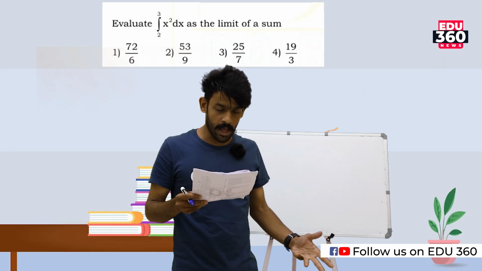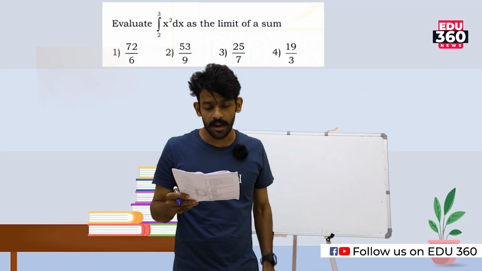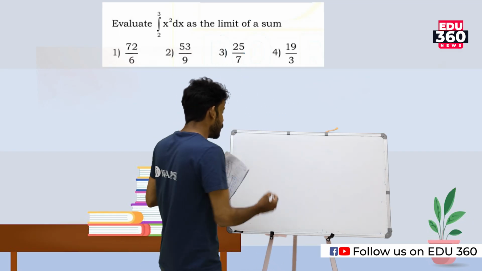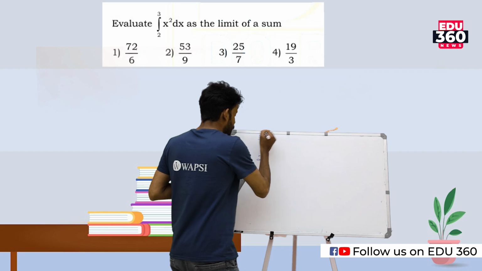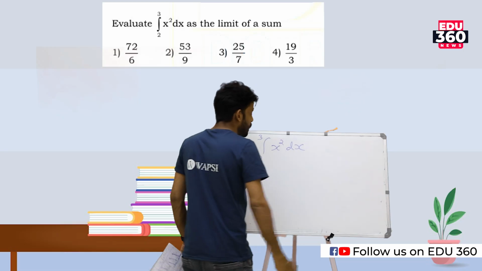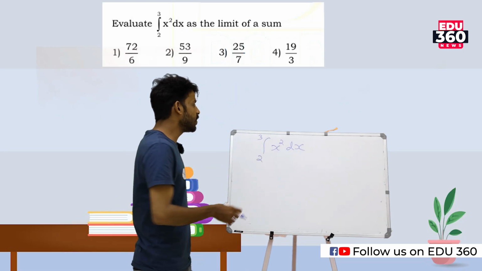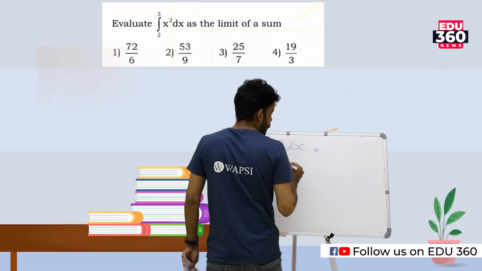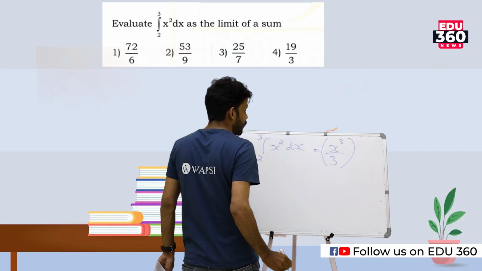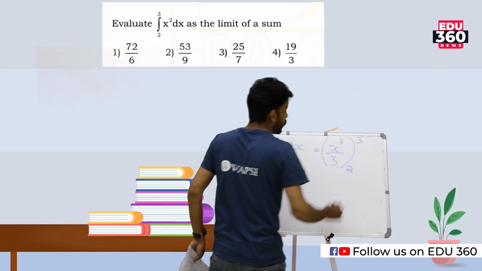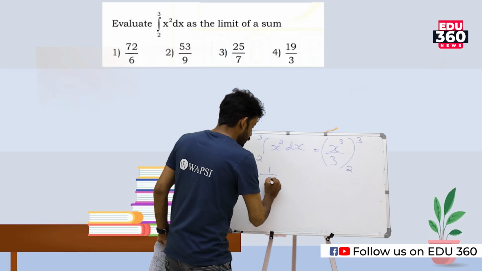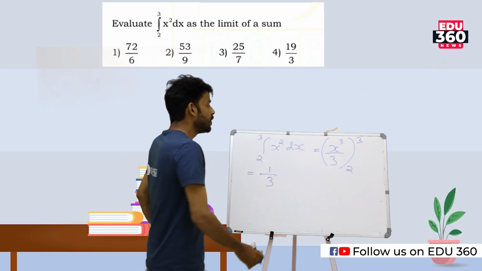So the question is: evaluate the integral from 2 to 3 of x square dx as the limit of a sum. So how can we evaluate this? What is the integral of x square dx? It is x cube divided by 3, from 2 to 3. So here we can take 1 by 3 outside. So that is equal to 1 by 3, just take it outside.